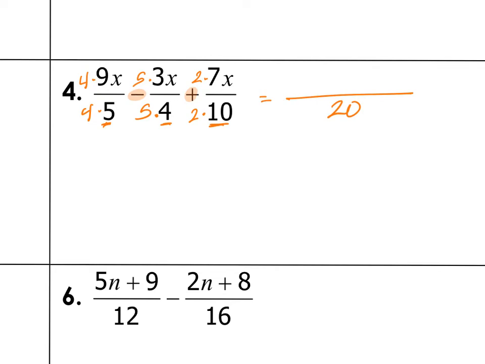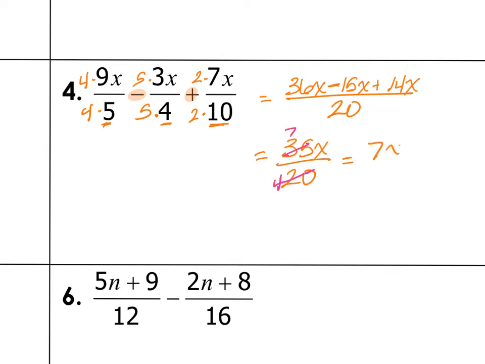So I get 4 times 9 is 36. Is that right? Yeah, 36x minus 5 times 3 is 15x plus 2 times 7 is 14x. So I think this is going to be 35x over 20, because negative 15 plus 14 is negative 1, plus 36 is 35. Great. So 5 goes into both of them. 5 goes into here 7, and 5 goes into here 4. So that should be 7x over 4.